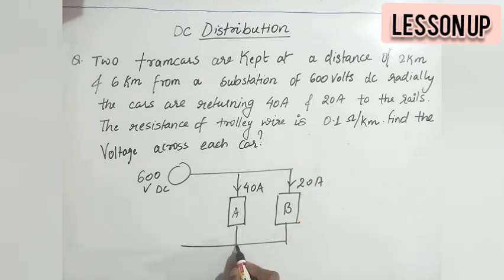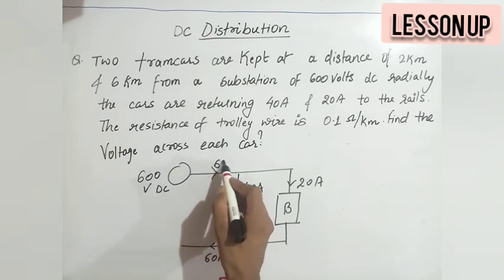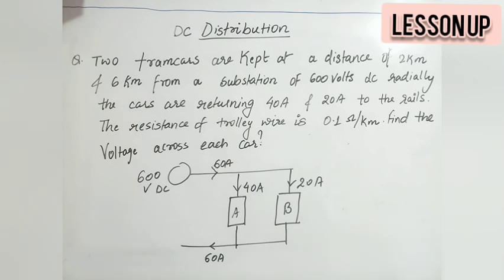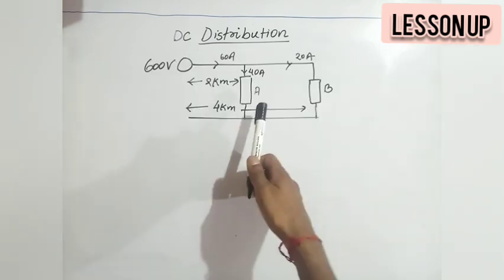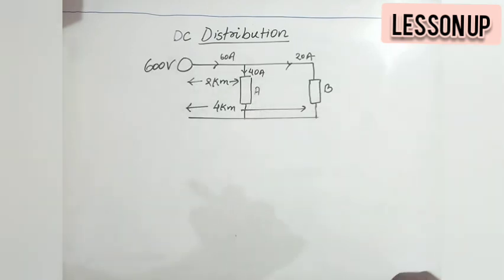So what is the total amount of current we will get here? 60 ampere, and the incoming current will also be 60 ampere. The distance between the substation and the first tram car is 2 km and the second tram car is 6 km. According to the question, we need to find the voltage across each tram car, A and B.